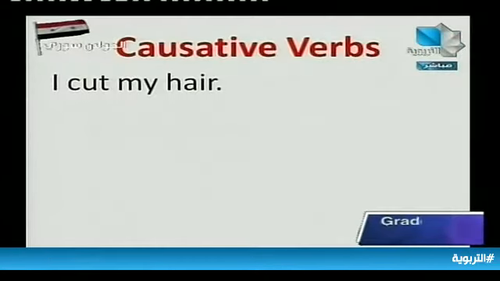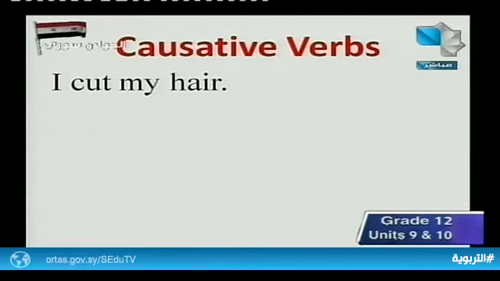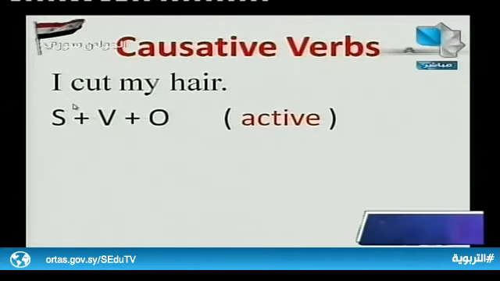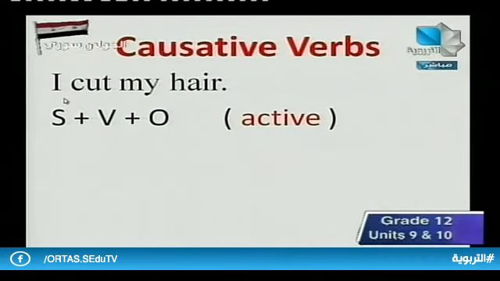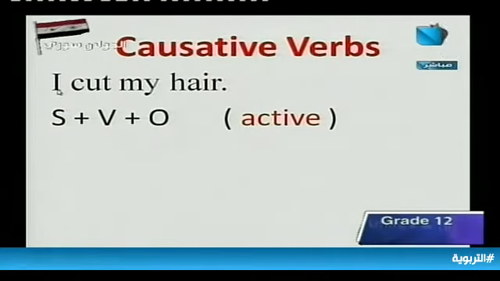We have here an example, Ms. Ula. We can start talking about the causative verbs. Please. Causative verb. I cut my hair. It's an example. We have subject, verb, object. Here the sentence is active. I is the subject, cut is the verb, and my hair is the object. So here the speaker is the doer. The speaker himself has done the action.